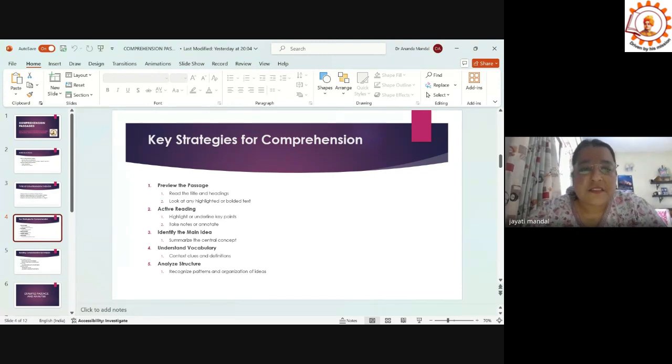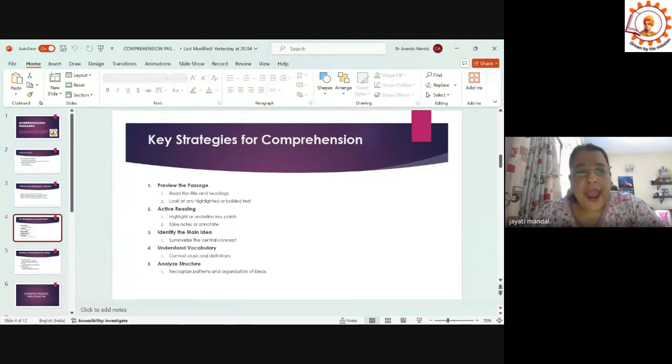Key strategies for comprehension. Read the title and headings. Look at any highlighted or bolded text. These highlighted or bolded texts are sometimes given because they are asked by the author to highlight on that point, or you need to know the meaning of that word, or you have to write the meaning of that word.